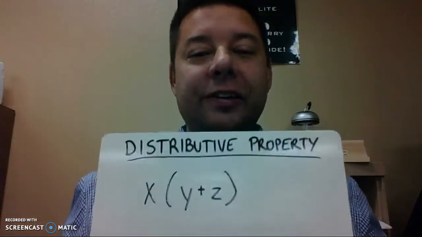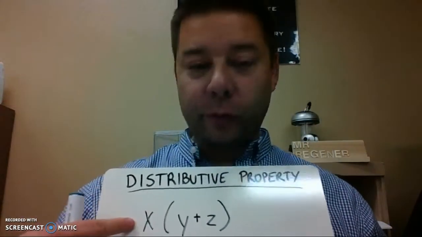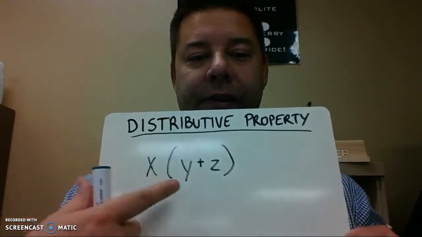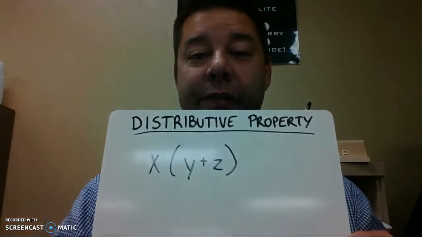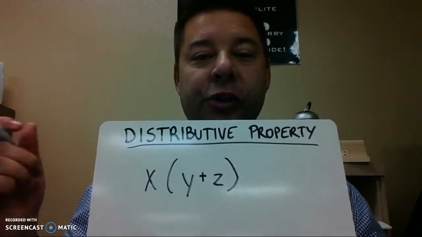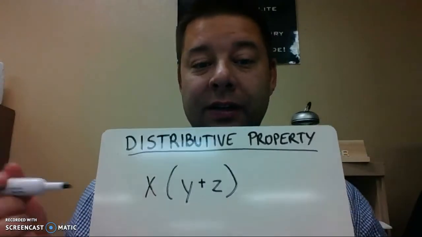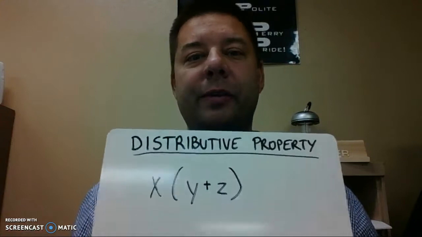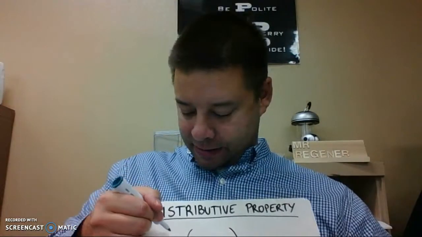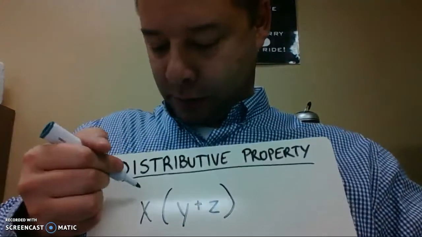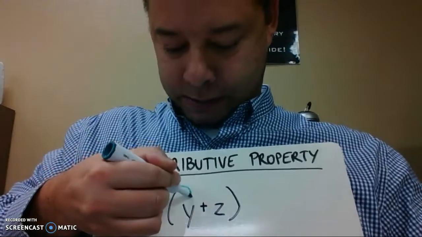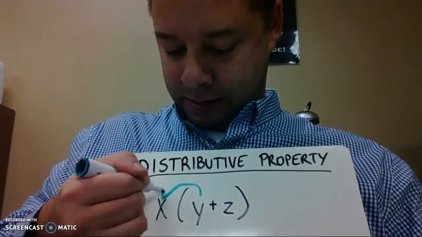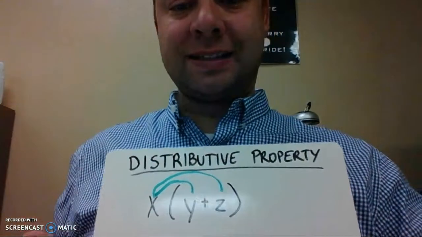And there it is. So the distributive property says that whenever we're multiplying a number times the sum of two other numbers, we can distribute or pass out the first number, the number that's being multiplied, to both of the numbers that are being added. So in other words, I can draw this out. Let's see here. So the x gets distributed to the y, and it gets distributed to my z.